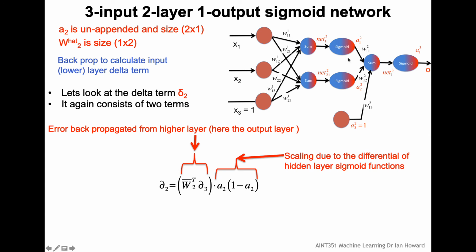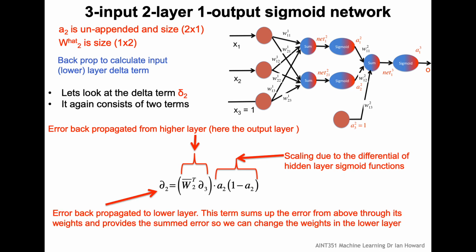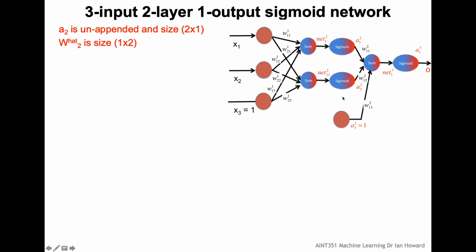And in this case, of course, the output is A, so it's no longer O. So in this case, we've got the A2 times 1 minus A2 activations. And this is then the error backpropagated to the lower level. By doing this, we've effectively defined what the error is at the lower layer. So A2 is a 2 by 1, W2 hat is a 1 by 2.